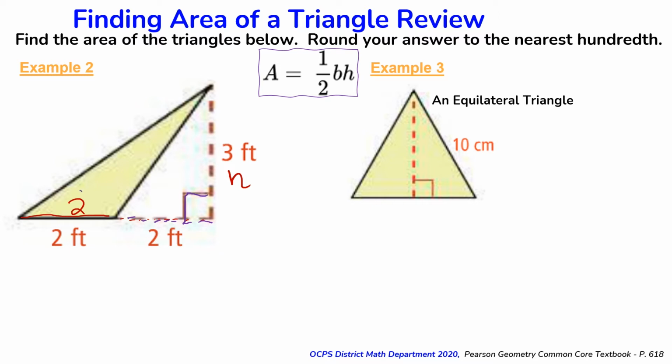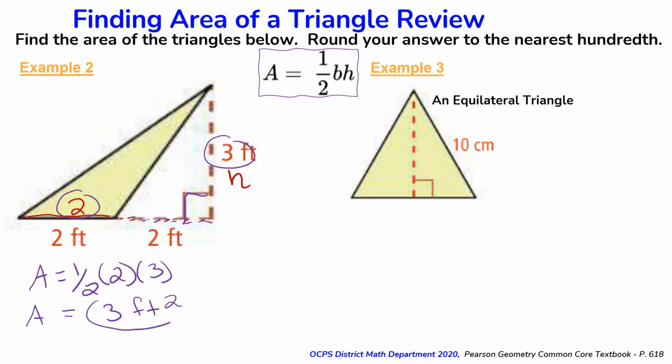So my base is 2, my height is 3, and I'm just going to plug it in here. Area equals 1/2, base is 2, height is 3. 1/2 times 2 is 1, and 1 times 3 is just 3. So the area of this triangle here is 3 feet squared.